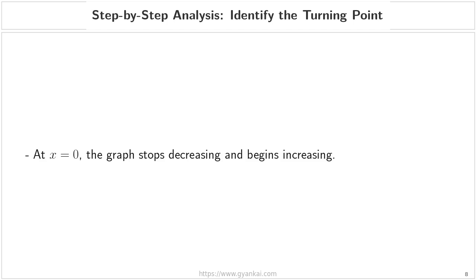Now, having analyzed both the left and right sides of our parabola, let us look at the point where these two behaviors meet. At x equals 0, the graph stops decreasing and begins increasing. This transition marks a critical change in the function's direction.